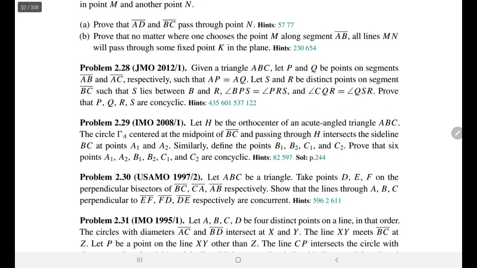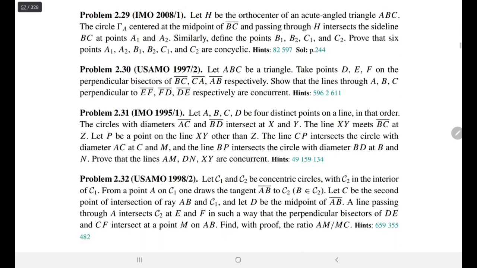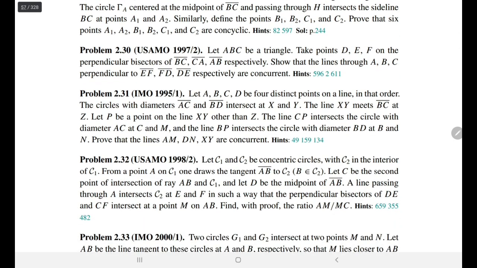All right, these are all nice problems, not that hard. They're all just on the chapter.